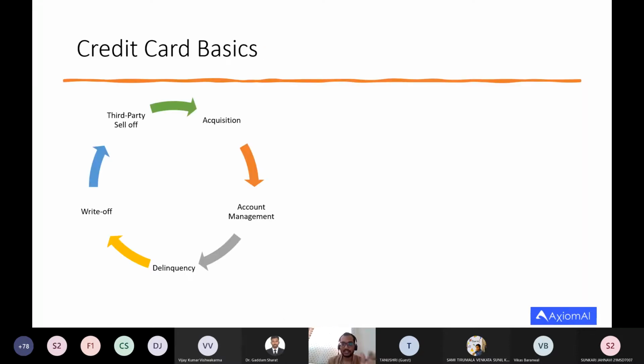We will study what the life cycle of a credit card is and how payments happen. This is a case study. Banking products, it starts with acquisition. Before even starting with the life cycle, let's understand what a credit card is, right?